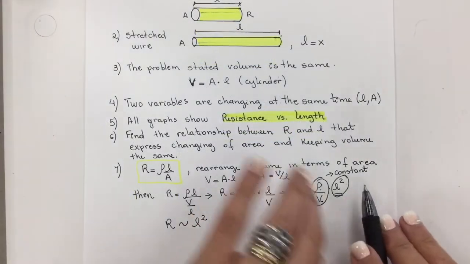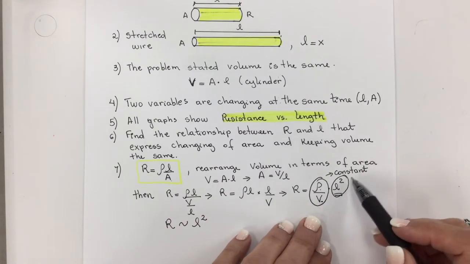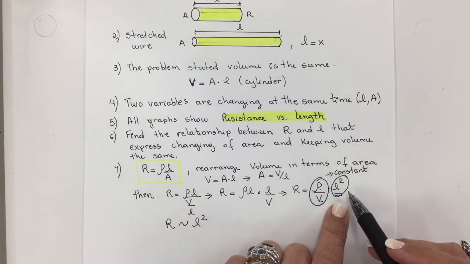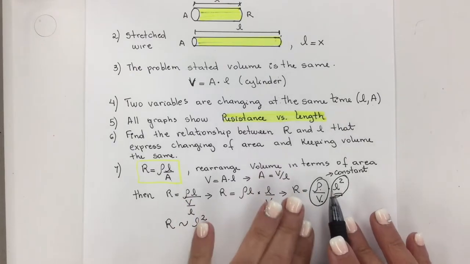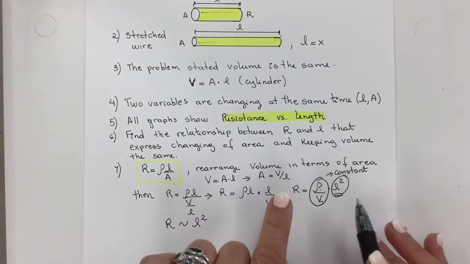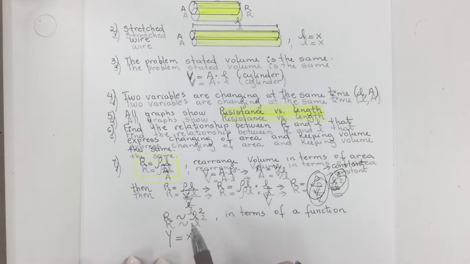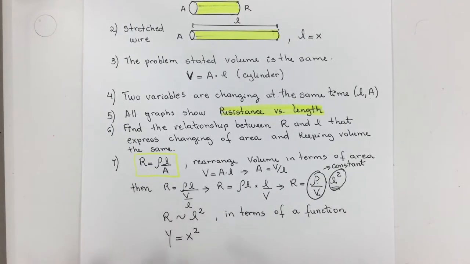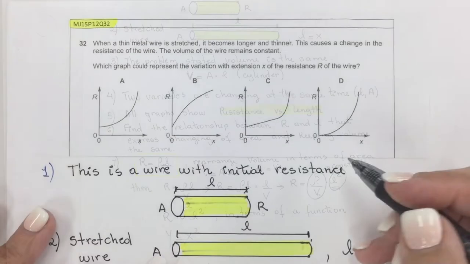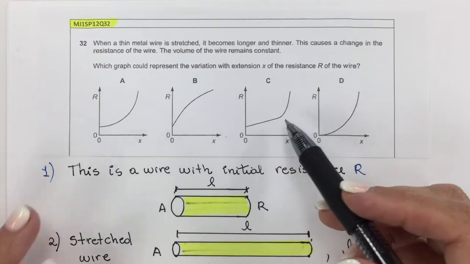Now in this step, I'm going to isolate the section of this formula that remains constant from the section that is changing. So I'm going to take this away and state that the resistance is directly proportional to the square of the length. Making an analogy with an equation, my R is my Y, and the square length is the X squared. So this is a quadratic function. The shape of the graph should be a quadratic function.